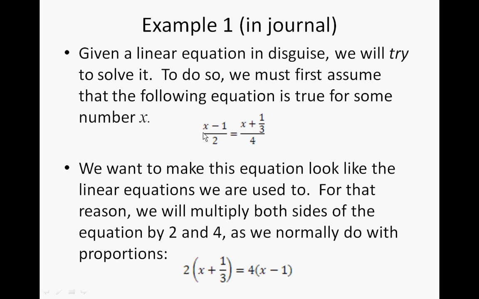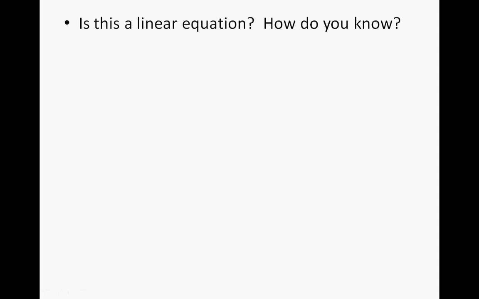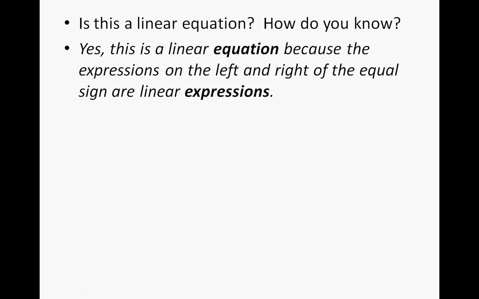So notice how we want to keep our expressions kind of grouped, so that is why we start including the parentheses. So this expression is being multiplied by 2, because 2 is the denominator of the other fraction. And this expression x minus 1 is being multiplied by 4, which is the denominator of the other fraction. So is this a linear equation, and how do you know? Well, it is a linear equation because the expressions on the left and right side of this equal sign are linear expressions.